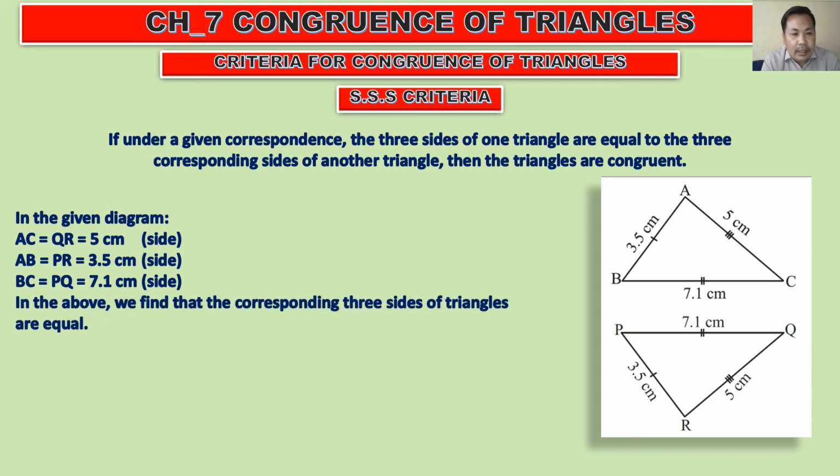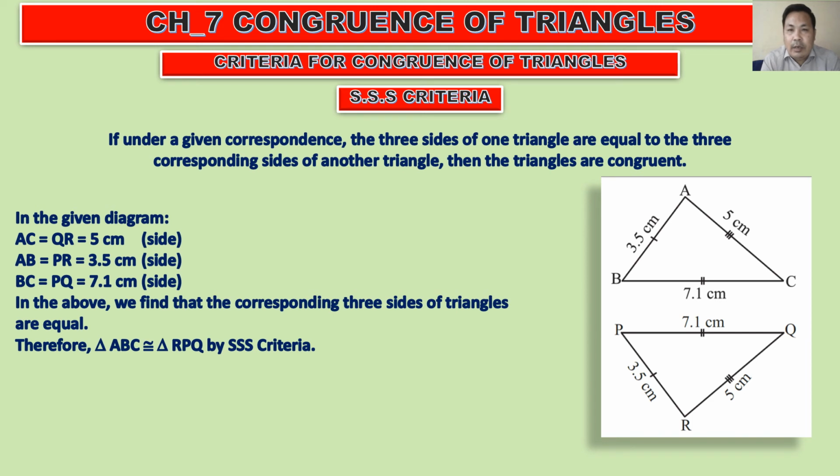Then in the above we find that the corresponding three sides of the triangles are equal. Therefore, triangle ABC is congruent to triangle RPQ by SSS criteria. So SSS criteria means in two triangles, if you find that the corresponding sides are equal to one another, then the two triangles are congruent.